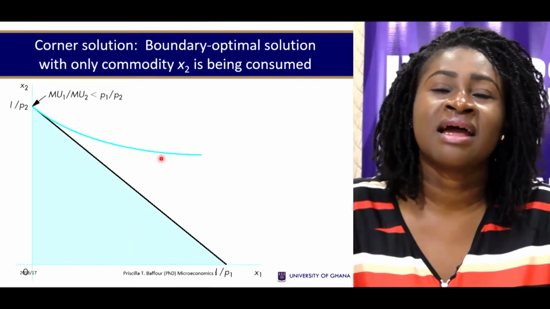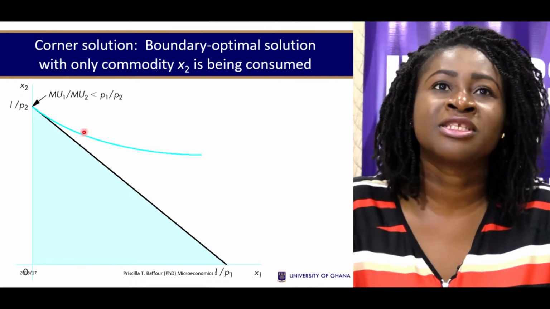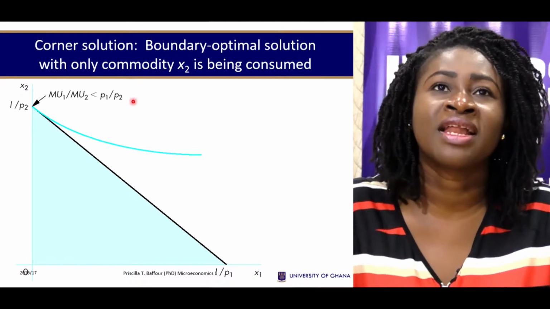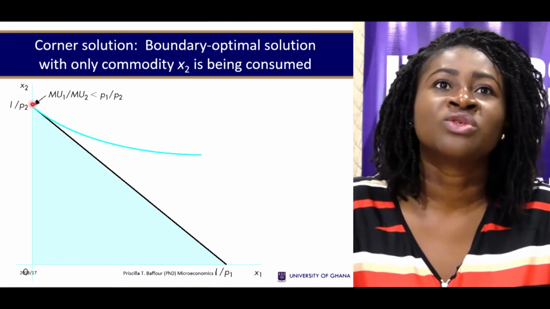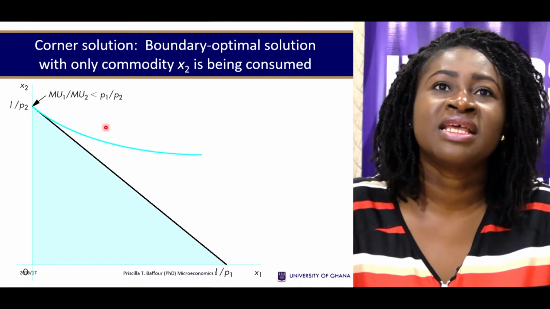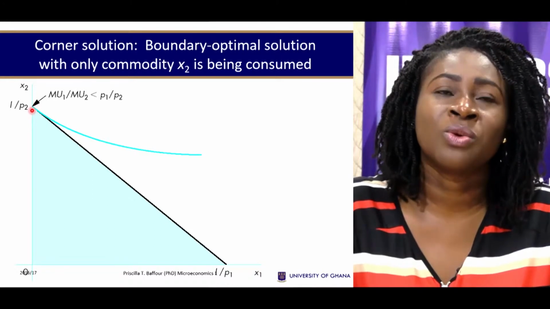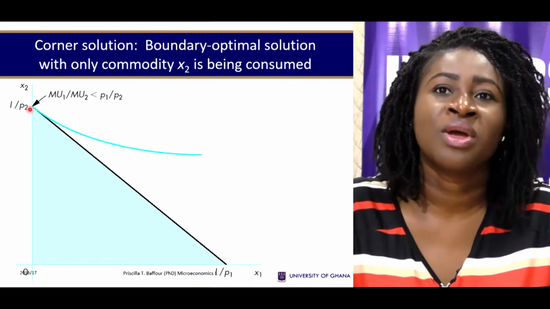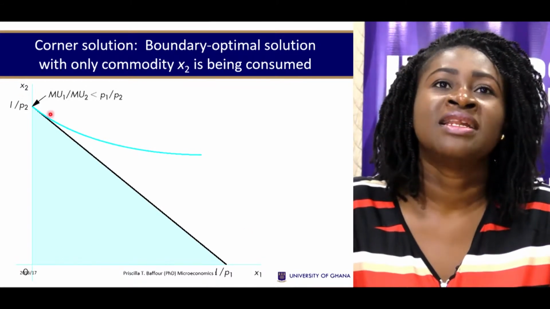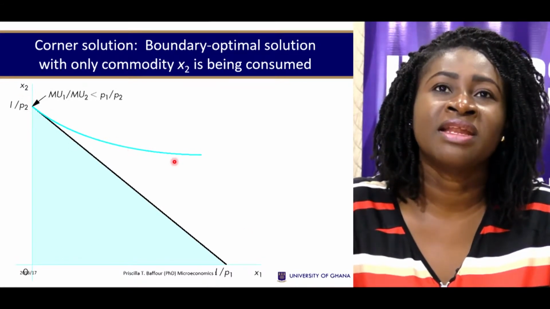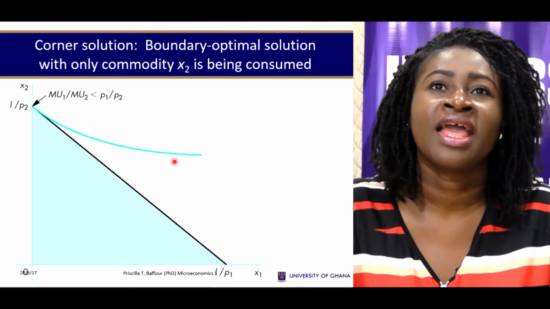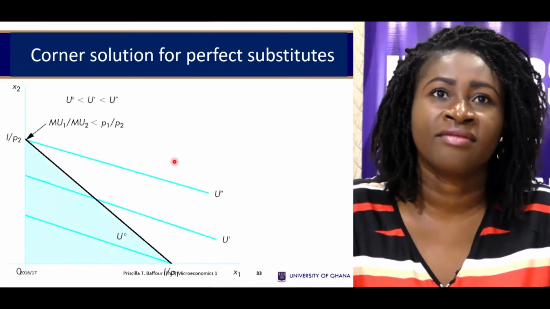There are other scenarios where the consumer cannot do anything about this point of equilibrium, and we call that the corner solution. So in that scenario, we see that the equilibrium point is at a corner here where the consumer is only consuming good X2 and not consuming any of X1, based on the type of the product we are looking at and the shape of the indifference curve, right?